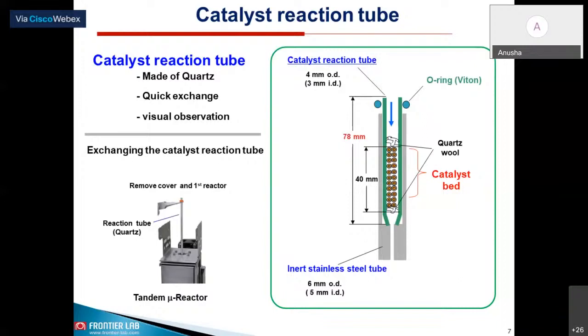A lot of questions are raised about how much catalyst can be loaded into the catalyst reaction tube. As you can see the inner diameter, it's always better to leave some space for the quartz wool on the top and bottom, because when you fully load only the catalyst, it may spill out. So we always advise loading the minimal amount of catalyst required for your reaction, followed by placing the quartz wool.